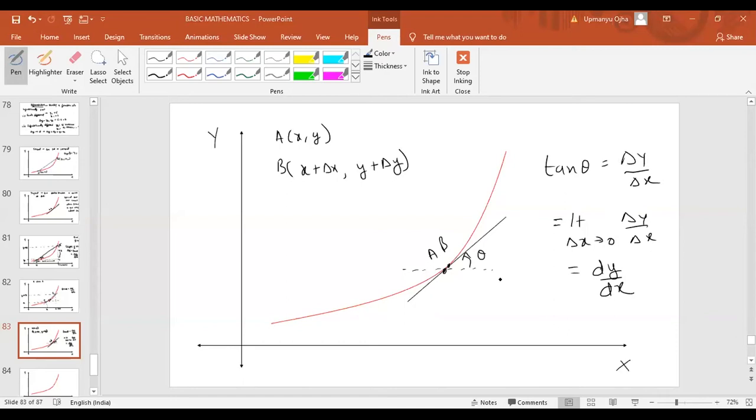Understand? So the tan theta to this curve will be dy by dx. Fine.